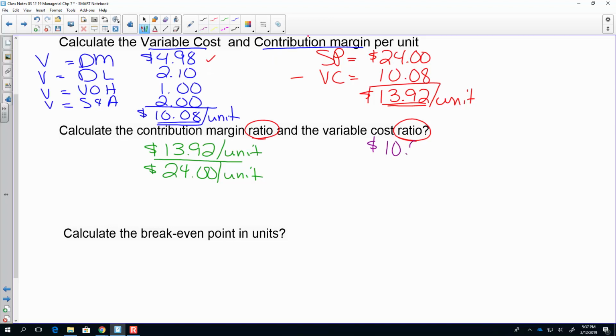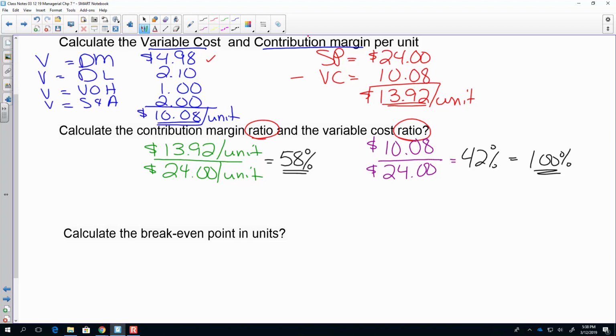$10.08 divided by 24. So, what's my ratio on the margin? You want it in percent? Yeah, a ratio is always a percent. 58%. Did that come out perfectly? Yes. So this has to be then what? 42. What does 42 plus 58 equal? 100. It has to equal 100, right? So those are my ratios.